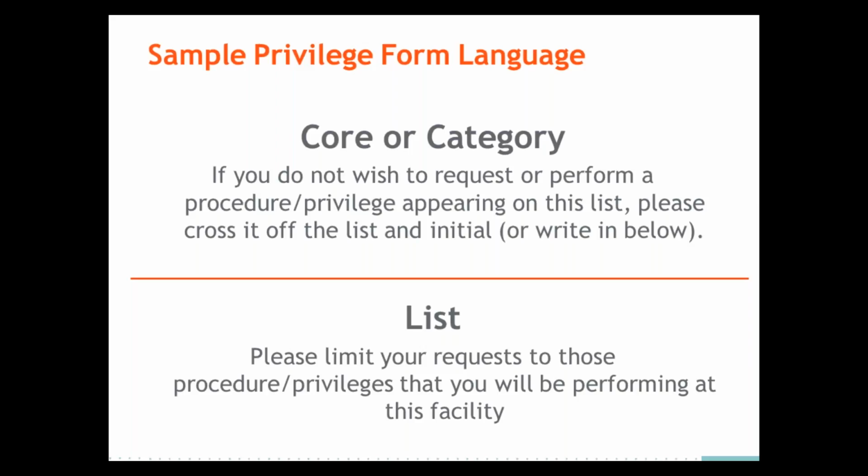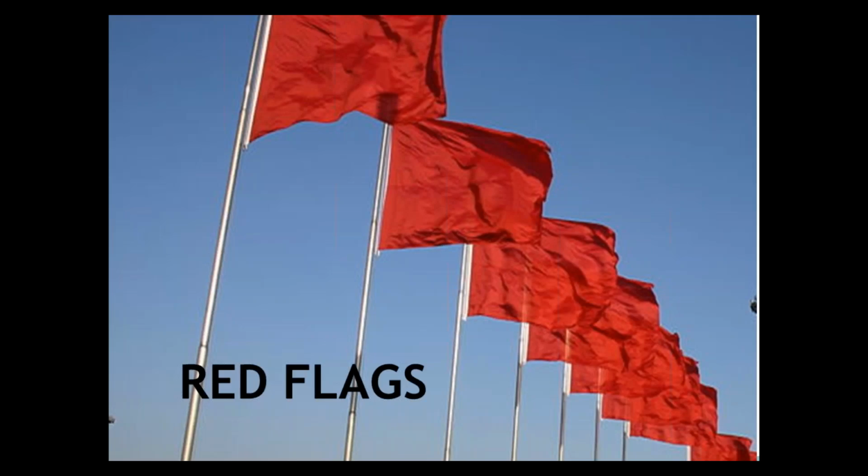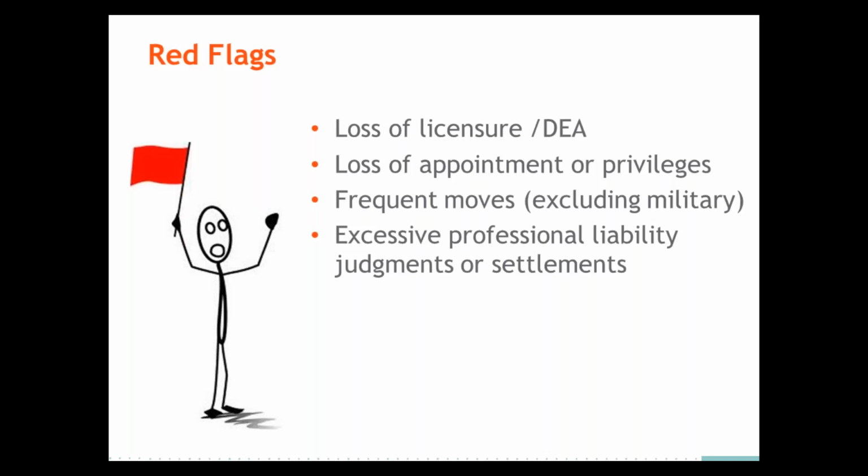Okay, let's switch gears again here and talk a little bit about red flags in the application process. Some examples of red flags are if someone loses their license or their DEA certificate is taken away from them. That would certainly be a red flag issue. A red flag is something that just makes us stop and take a closer look. It doesn't necessarily always mean that there's a problem, but it's a pretty good indication that there may be an issue.